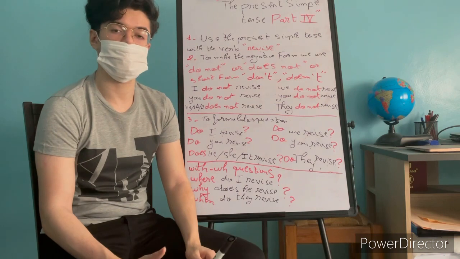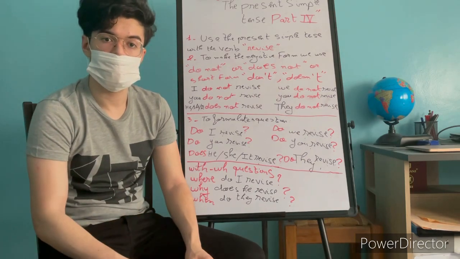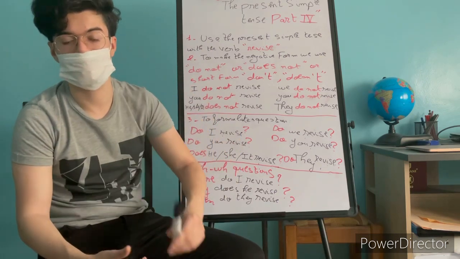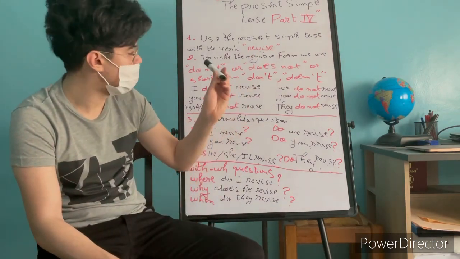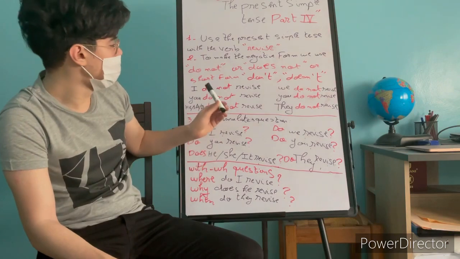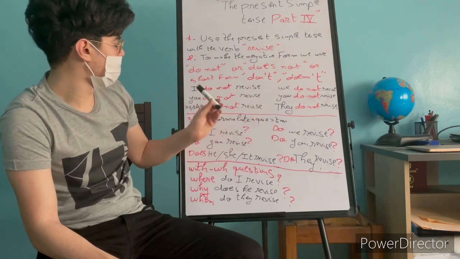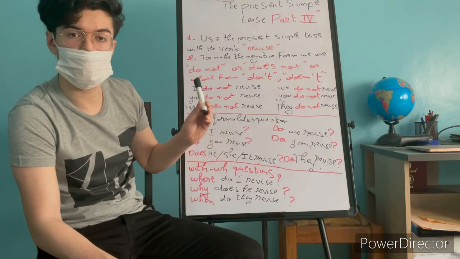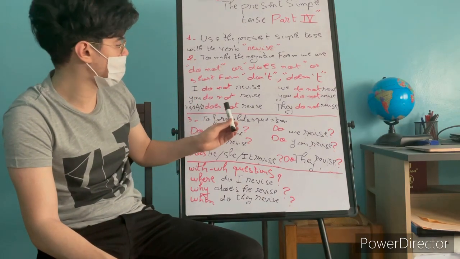So in order to use the present simple tense with the verb revise in the negative form, we add do not or does not. For example, I do not revise. We have the verb revise plus do not to express the negative. You do not revise. He, she, it does not revise. We have he, she, it in the third person singular. Here do changes into does. Always remember, in the third person singular, do changes into does. He, she, it does not revise.